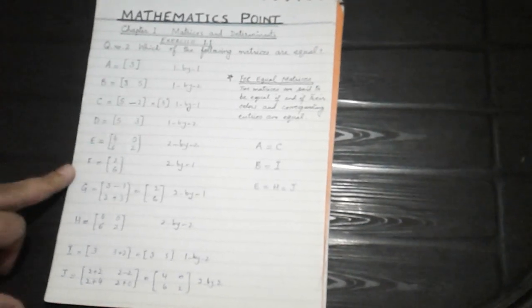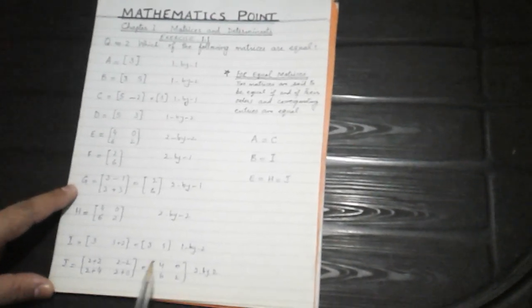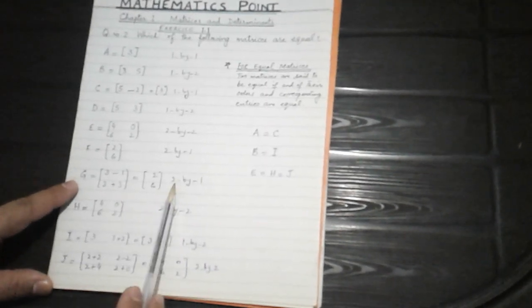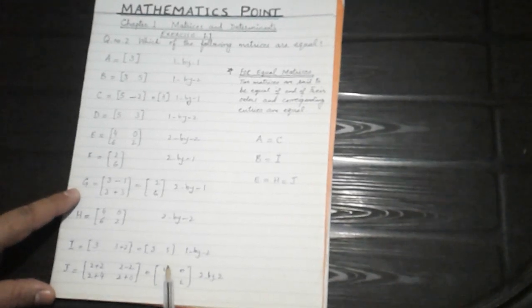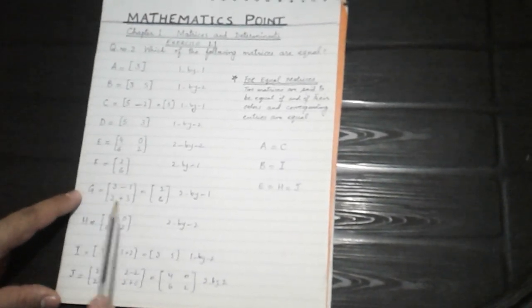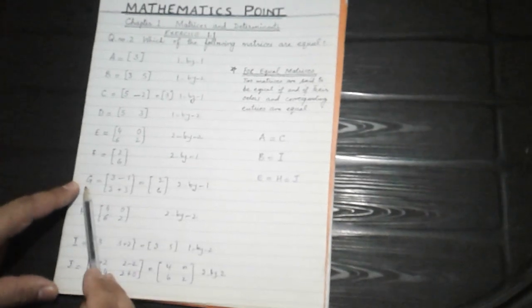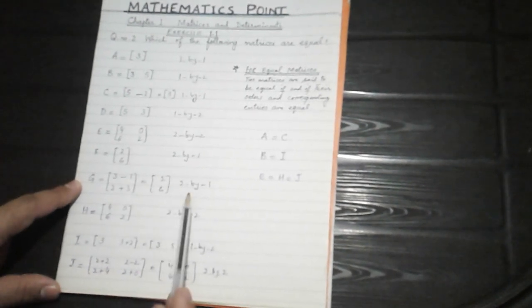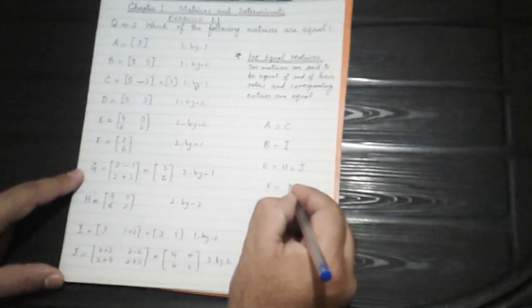Now, which matrices are left? Yes, G matrix. The order of G matrix is 2 by 1, and yes, we have to see the, oh yes, F matrix. F and G are equal. So the order of F is 2 rows 1 column, 2 by 1, and G matrix 2 rows and 1 column, so 2 by 1. So these both are equal.